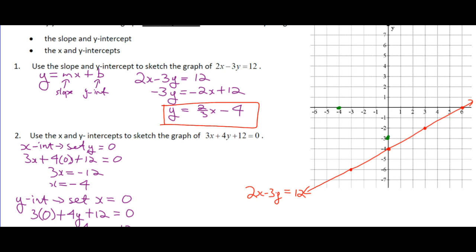And then here's the line I want to draw, right? I'm going to be a little more accurate, so 1, 2, 3, 1, 2, 3, 1, 2, 3. I'm going to throw another little point on there, right? Now you guys will probably have a ruler or a straight edge or something, so it'll make it easier for you to graph. And let's label that 3x plus 4y plus 12 equals 0.